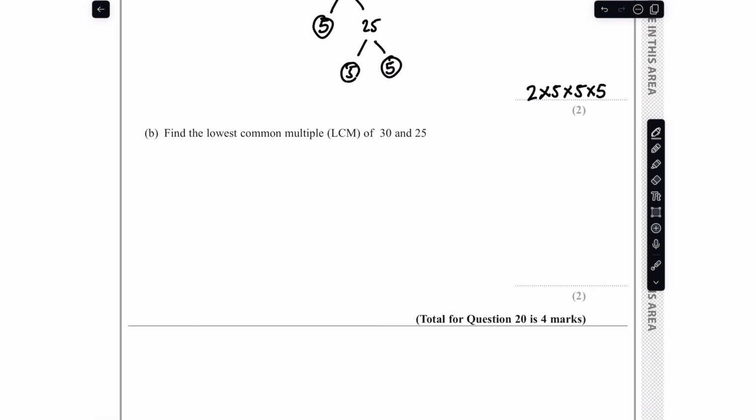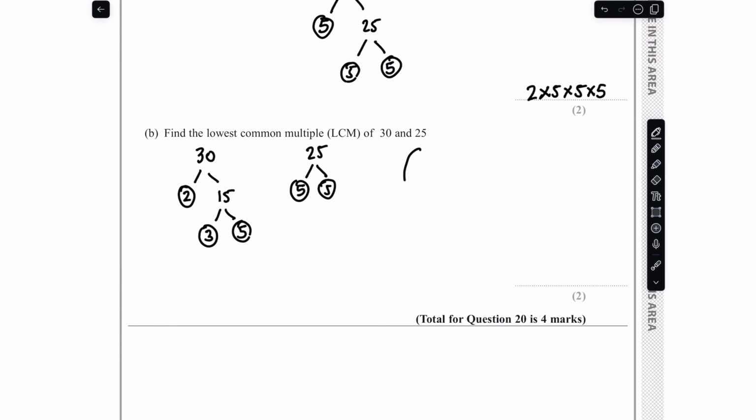And in the final part of this question, we are told to find the lowest common multiple of 30 and 25. So I'm going to write both numbers as a product of their prime factors. So really quickly, 30, I can divide that by 2, and that gives me 15, and I can divide 15 by 3, which is a prime number, and 5, which is also a prime number. And for 25, this is relatively easy. I can divide it by 5, so I have 5 times 5.